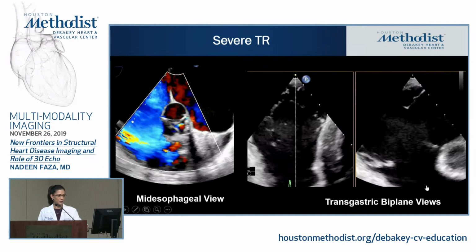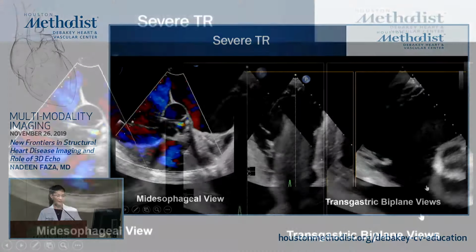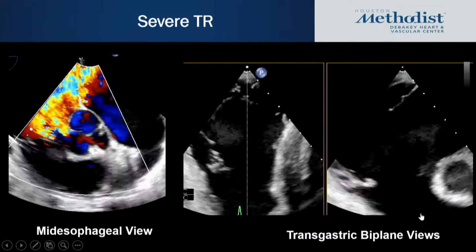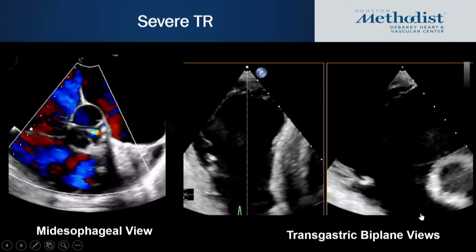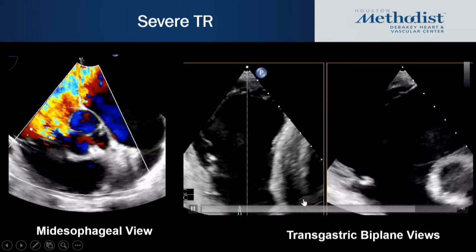I'll show you the role of 3D echo in tricuspid interventions, because unlike the mitral valve, I feel like the tricuspid valve plays hard to get. It's hard to get nice 3D images. It's hard to know which leaflets you're grasping, so 3D echo can be very helpful.